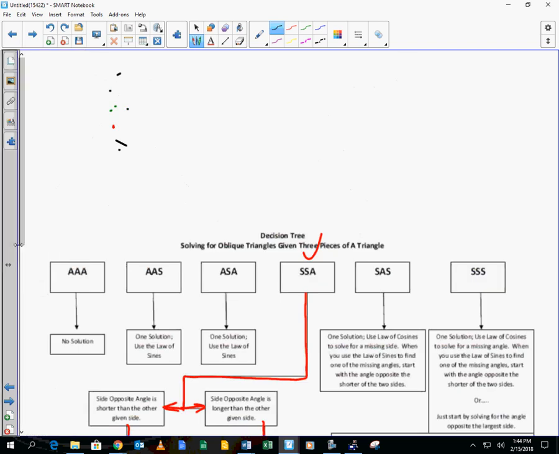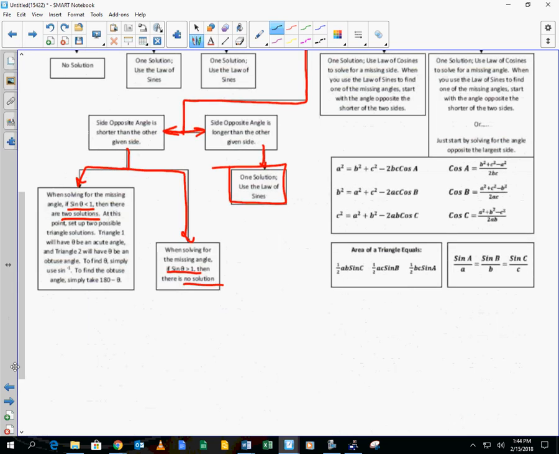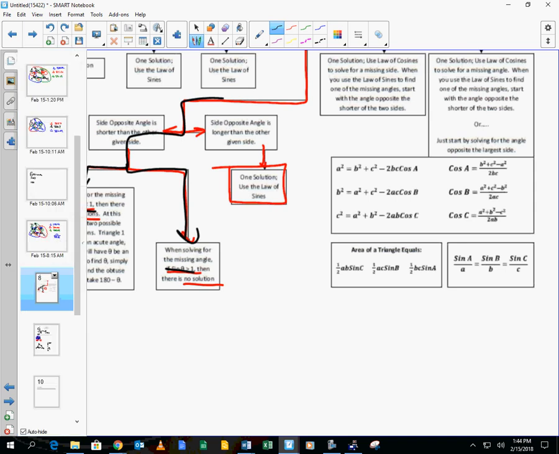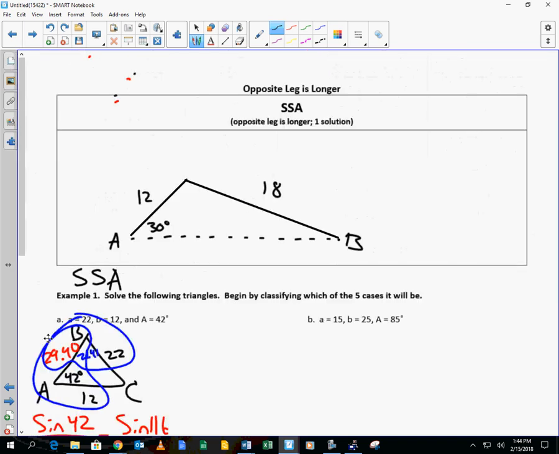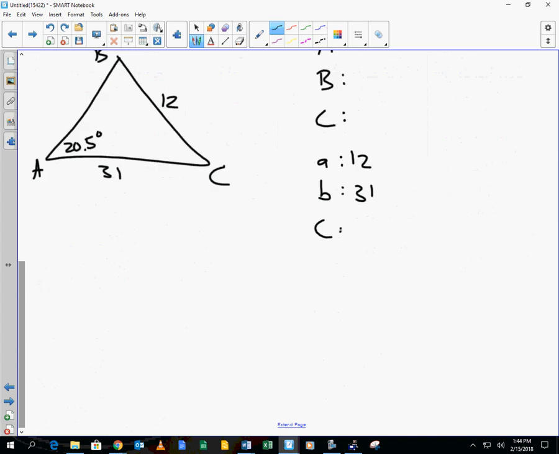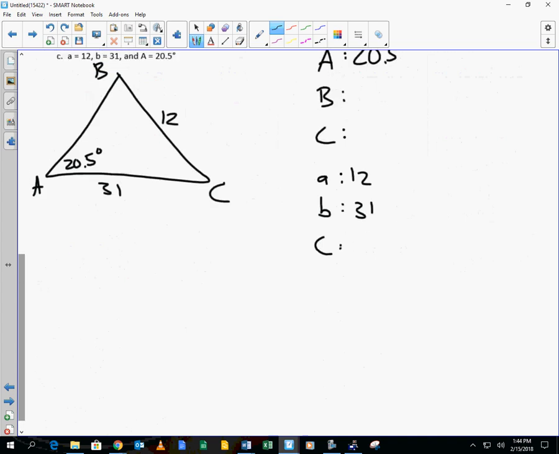It says that I've got either two or none, and I'm not going to know until I do sine of theta and figure out if it's bigger than 1 or smaller than 1. The suspense is killing me. I'm just going to go for it. Sine of 20.5 divided by 12 is equal to sine of B divided by 31.